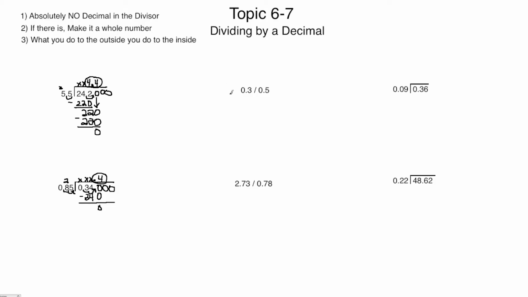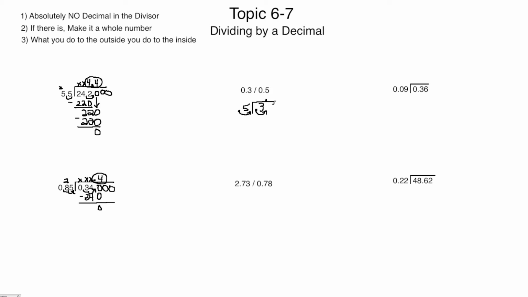All right. Push pause and see what you come up with for your quotient on this one. Okay, so you know how I don't like zeros, so I'm just going to write 3/10 divided by 5/10. We have a decimal in the divisor, so we make it a whole number. We multiply it by 10. We multiply this one by 10.